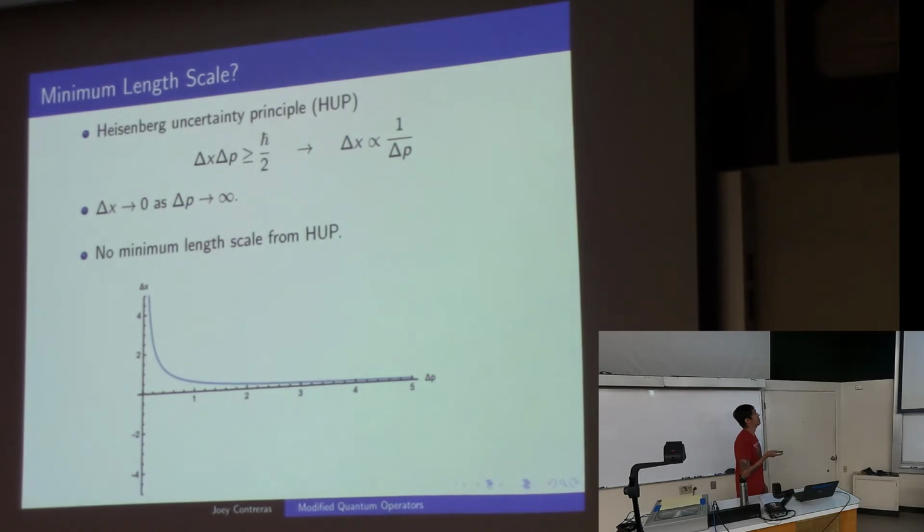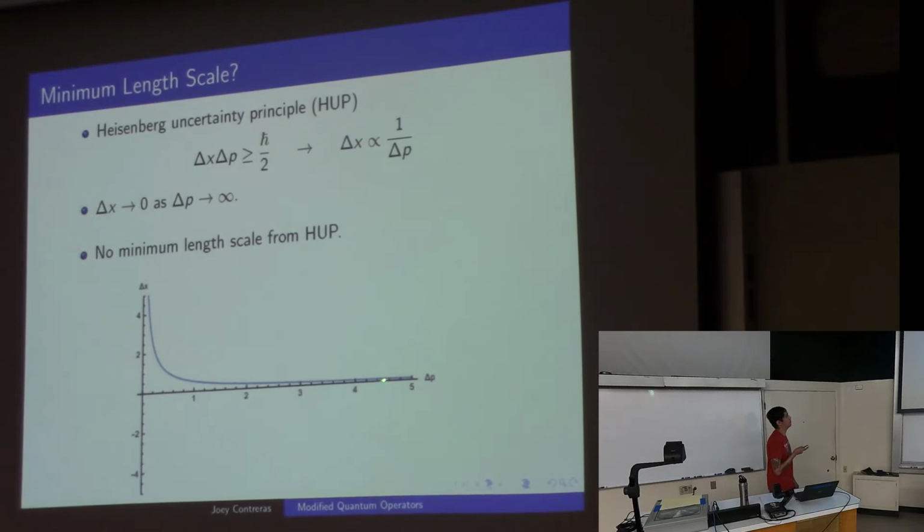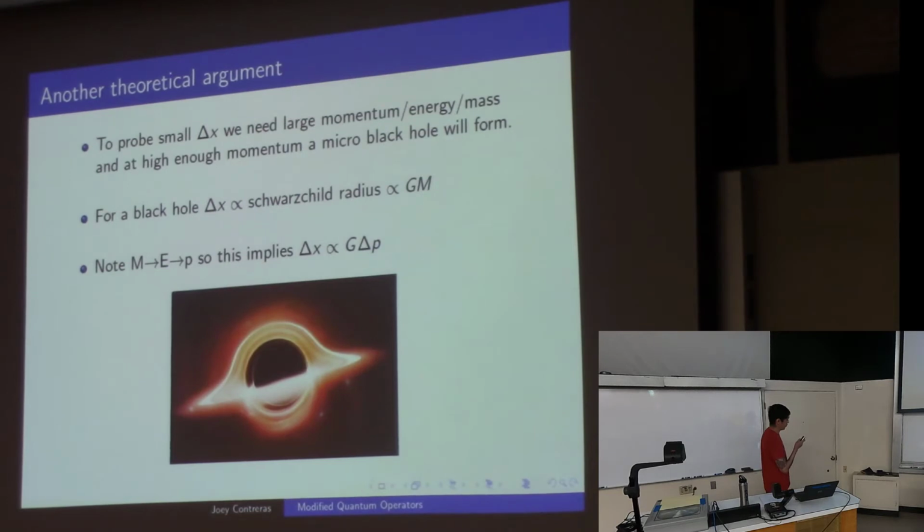Now, the thing about this is, because there's no bound on the uncertainty in momenta, it can get as large as it wants, and because of that, the uncertainty in position would just go down, down, down, and eventually hit effectively 0. And so we see there's no minimal length scale from the Heisenberg uncertainty principle, at least not on its own. You'll humor a little detour for a moment.